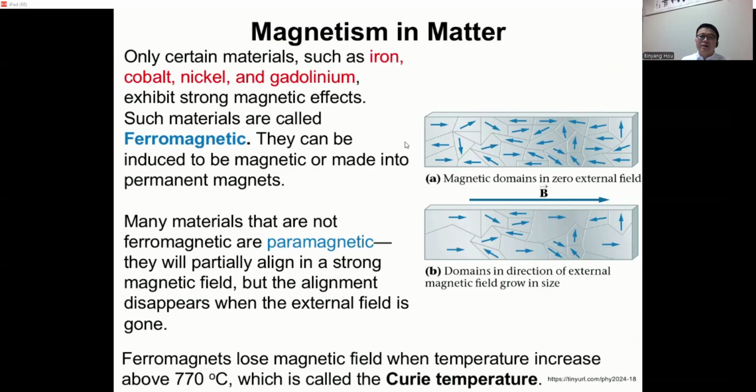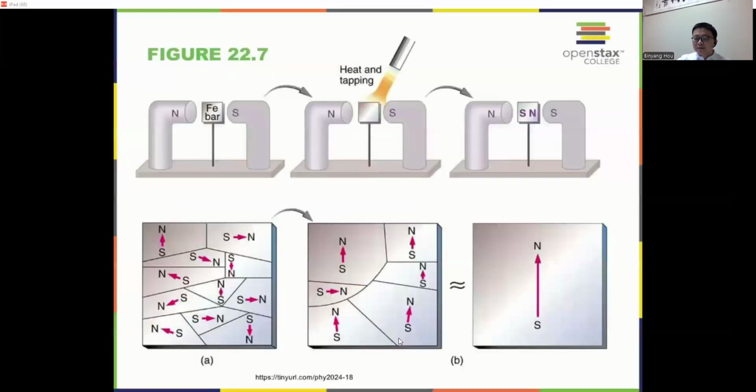Now, with ferromagnetic materials, you can create magnets, but if you heat the material up over 770 degrees Celsius, the domains become randomly oriented again. You will lose the majority of the magnetism in that case. So that temperature, 770 degrees Celsius, is called the Curie temperature.